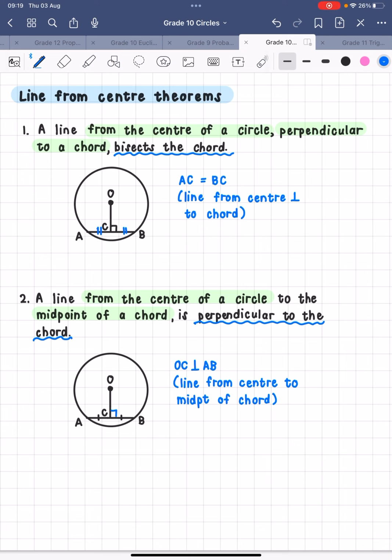They can mix them together in a question as well. You'll see in the worksheet. Sometimes you have to use both in one question.